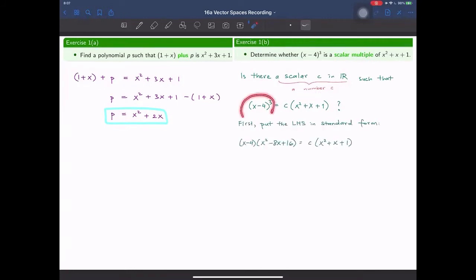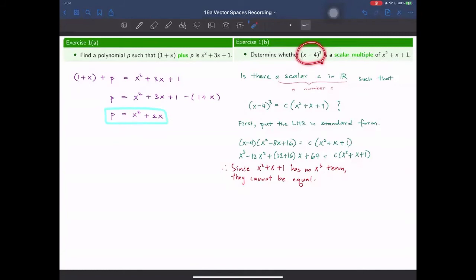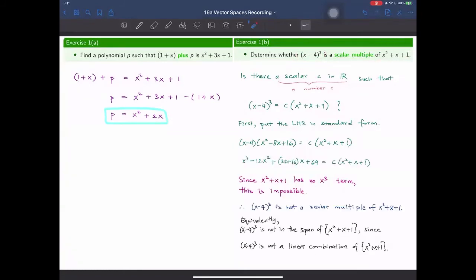First, let's put the left-hand side in standard form. I FOIL 2 factors at a time. Now I have this in standard form. I see that this left-hand side has an x cubed, and there is no way to get an x cubed on the right-hand side by scalar multiplication. So this is impossible. So this polynomial is not a scalar multiple of the second polynomial.